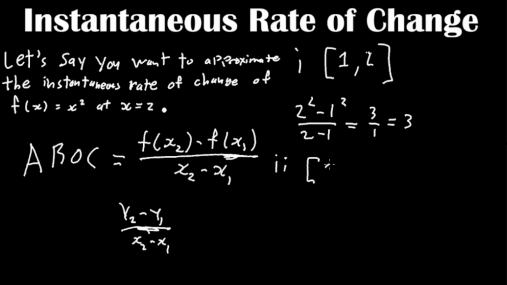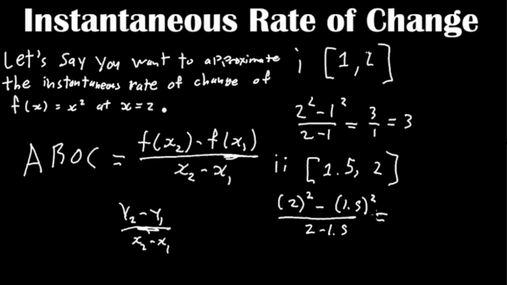All right, so let's say we want a little bit of a better approximation. Let's go from 1.5 to 2. So we're shrinking that interval. This is going to be f of x2 minus f of x1, so 2 squared minus 1.5 squared, over 2 minus 1.5. All right, so that evaluates to 3.5.